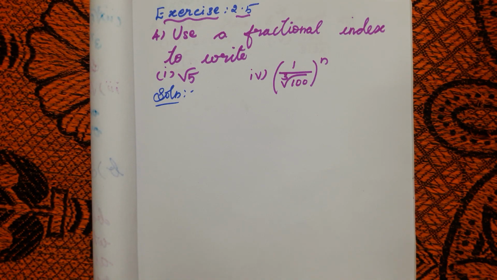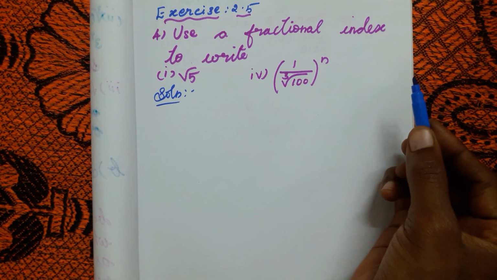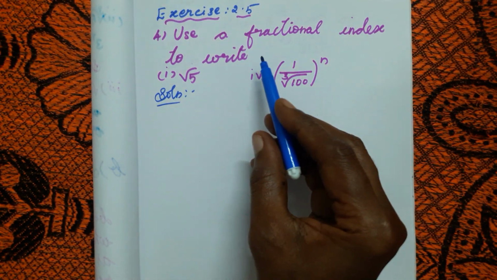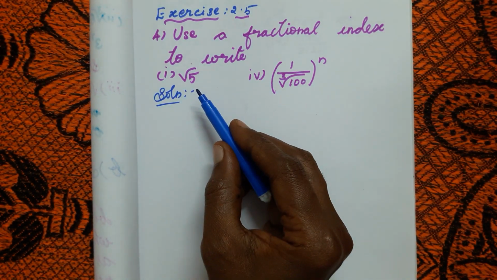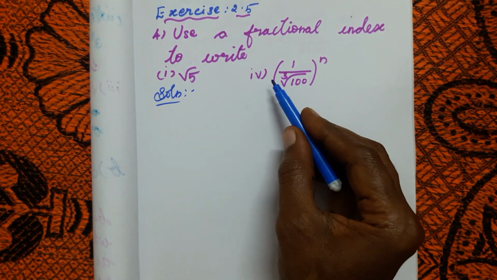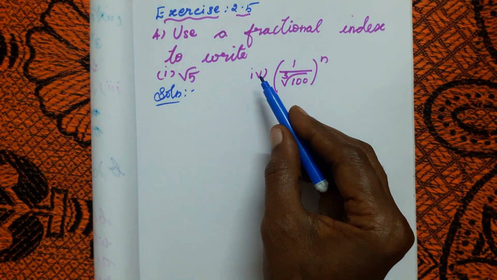Now I am going to explain exercise 2.5, fourth problem. Use a fractional index to write square root of 5. Then the second and third questions you have to do as homework.